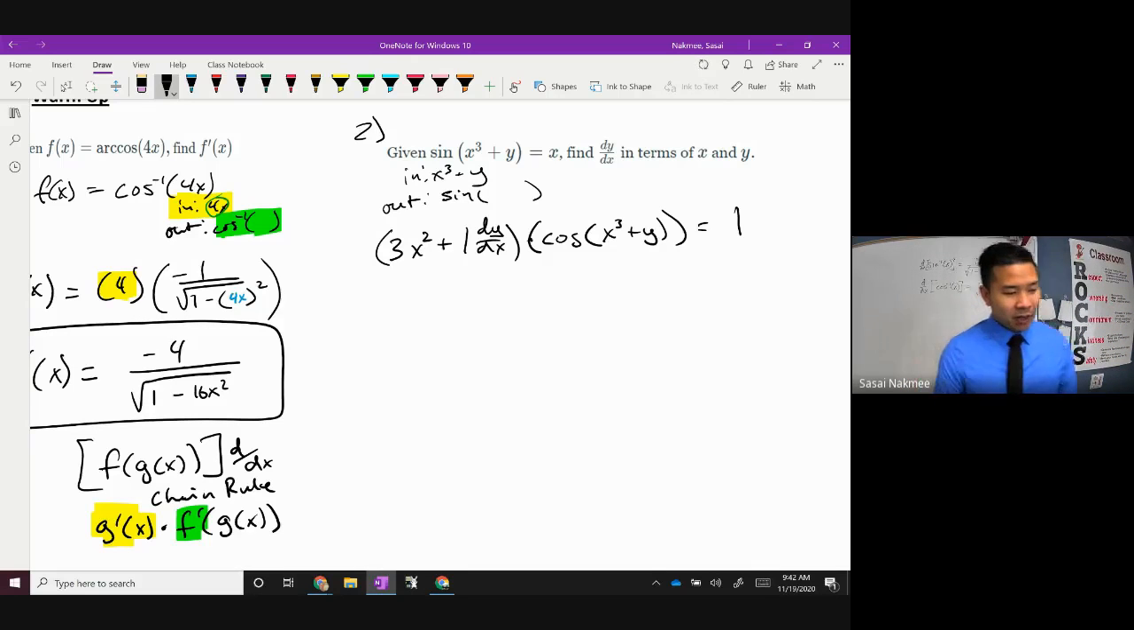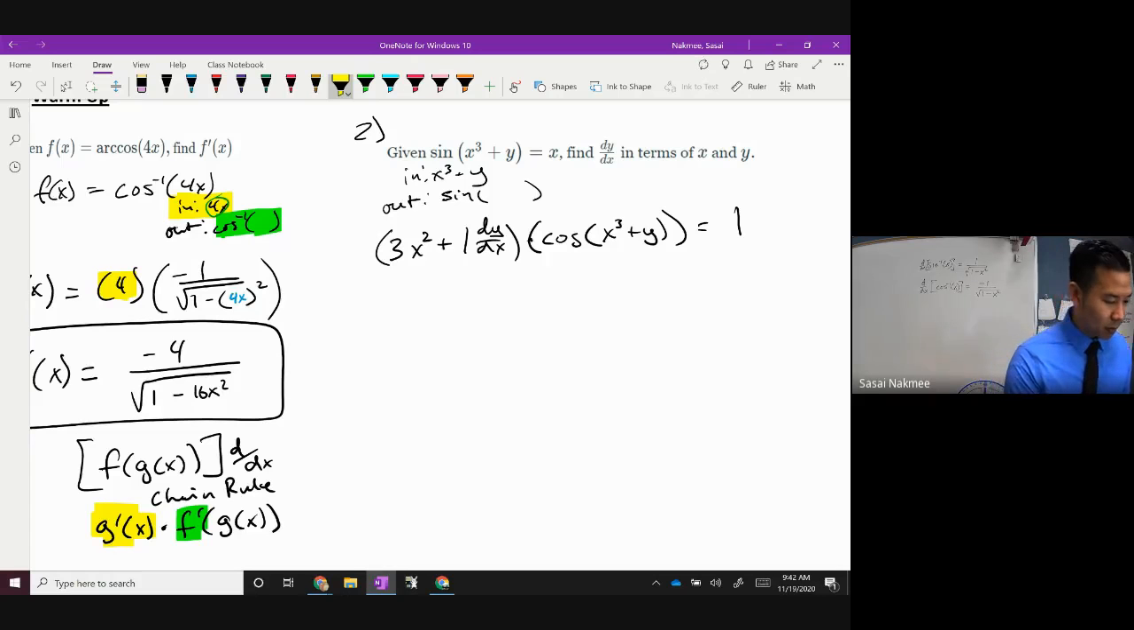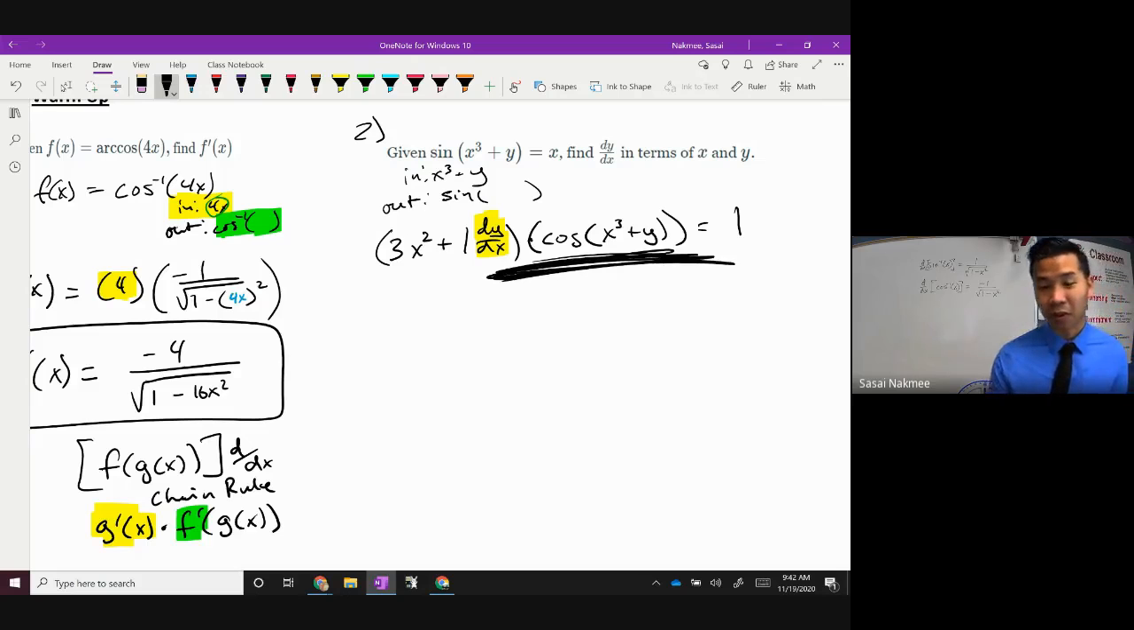Now this is where you've got to be careful. Remember what you're solving for. You've got to make sure your algebra skills are up to par for this right here. We're trying to get this dy/dx by itself. And I know a lot of you guys would probably try to subtract the 3x squared first, but that's not what you can do, because I can't subtract it because it's in parentheses and it has to deal with this multiplication of cosine of some stuff first.